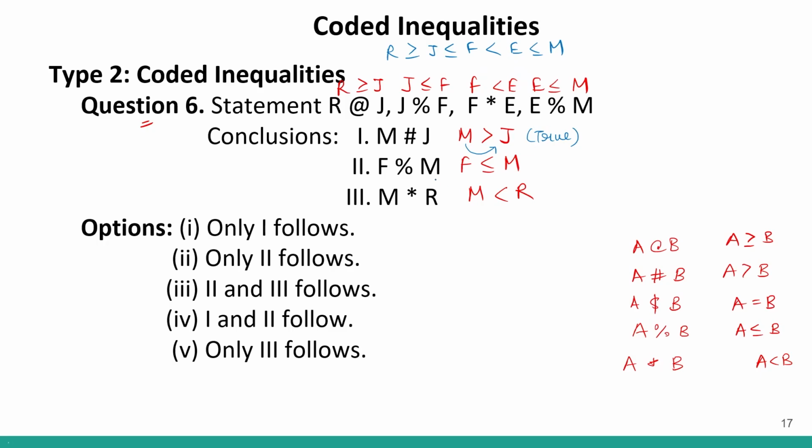Now, the second one is M is greater than or equal to F. So we will move from M to F. I can see M is greater than or equal to E, but after E, we just have this symbol. We don't have the symbol for greater than or equal to. Therefore, this will be false. Now, R is greater than M. Over here, I can see R is greater than or equal to J, but I cannot proceed forward from J because we move from bigger door to smaller door. So this will also be false. So basically, only conclusion 1 is true, which is option number 1. Clear? Option number 1 will be the answer.